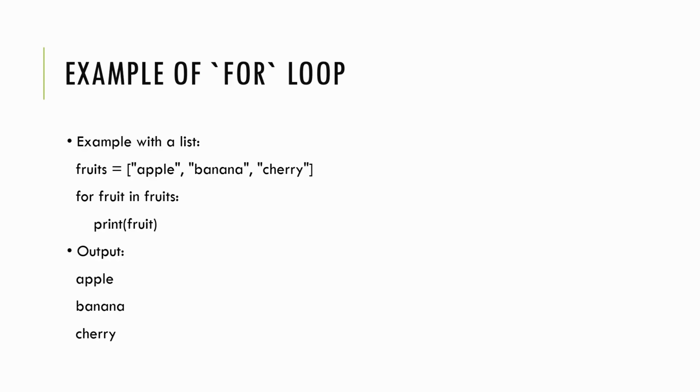Here's an example of a for loop in action. We have a list of fruits: apple, banana, and cherry. Using a for loop, we iterate through this list, and for each fruit, we print its name. When we run this code, the output will be each fruit printed on a new line: apple, banana, and cherry.